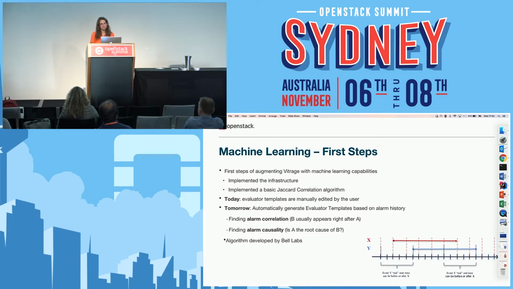And with the help of Bell Labs, we wrote the first algorithm, which is very basic. It finds correlations between alarms. So looking at past alarms, it can detect that most of the time two alarms appear at the same time, more or less, and find a correlation. But it doesn't find the causation. So if one alarm always appears first, it doesn't mean that this is the root cause. It may mean that it is monitored by a different monitor or more frequently. So identifying the root cause is more complex, and this should be addressed by future algorithms.